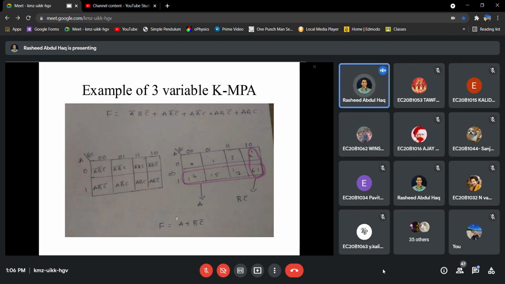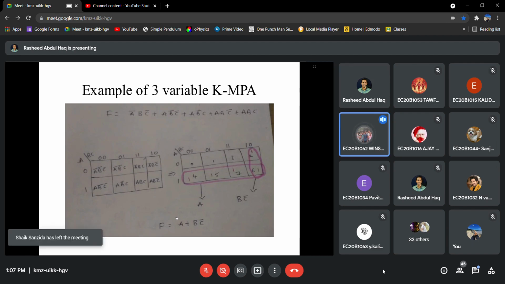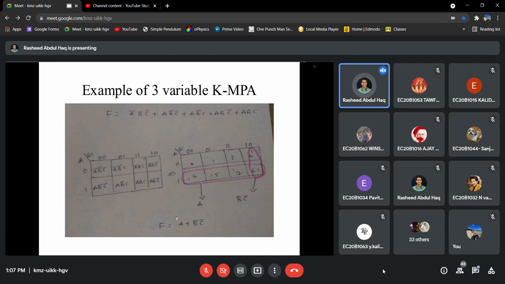You are telling that you can group A and B. I didn't understand what you are asking. That's why I asked you to write the expression. Sir, here in place of A, I'll put C, and in place of C, I'll put A. Just exchanging, in the K-map you are telling. Then the values also will change accordingly, right? Then also you will get the same expression.